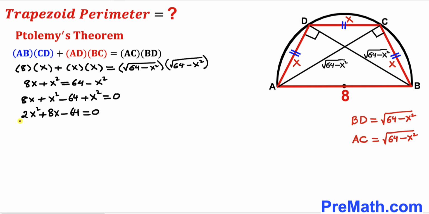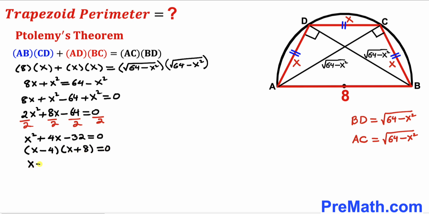And now I'm going to divide each and every term by 2 to make our job simple. So therefore we end up with this quadratic equation: x square plus 4x minus 32 equal to 0. And we can easily find its factors. x minus 4 times x plus 8 is going to be equal to 0. Since the product is equal to 0, I can separate the factors. I can write x minus 4 equal to 0, and the other factor is x plus 8 equal to 0 as well.